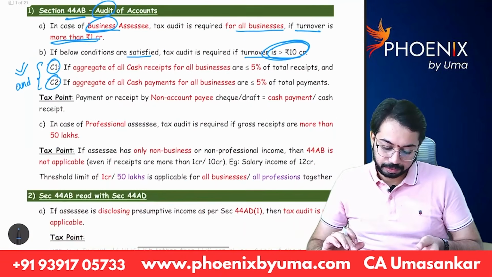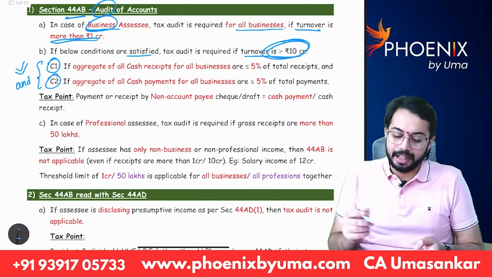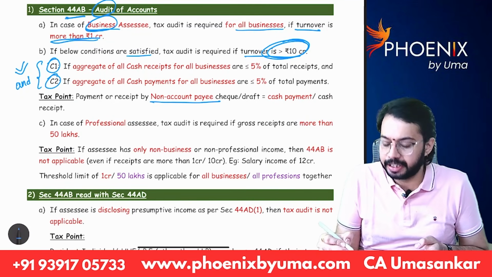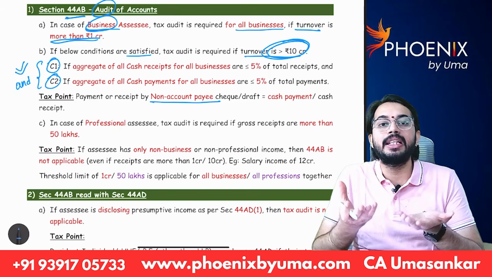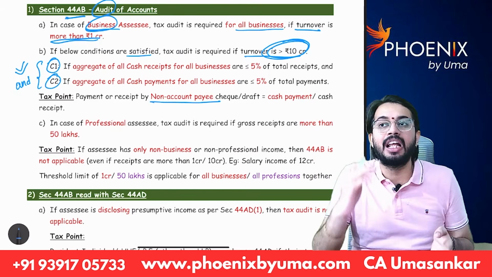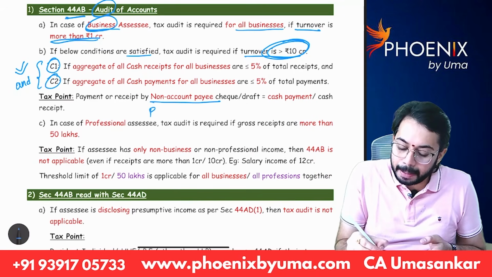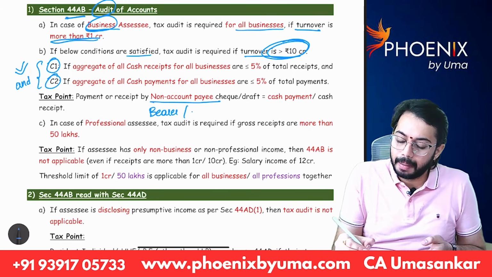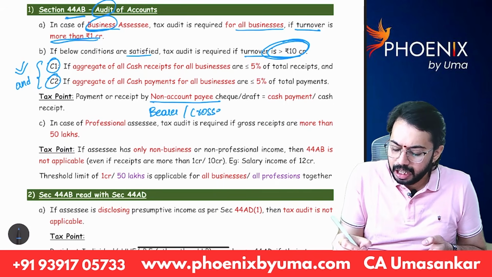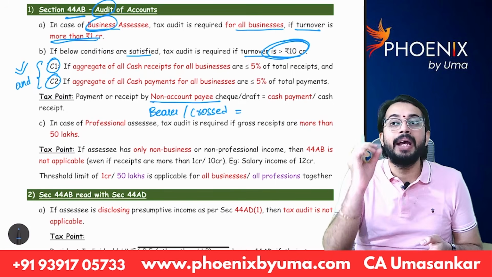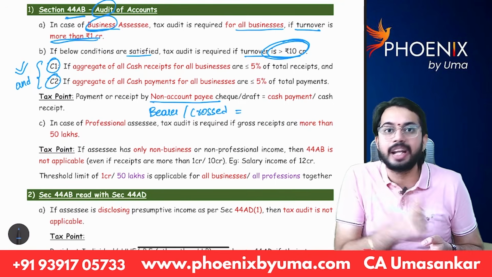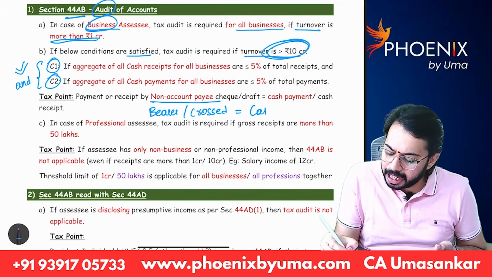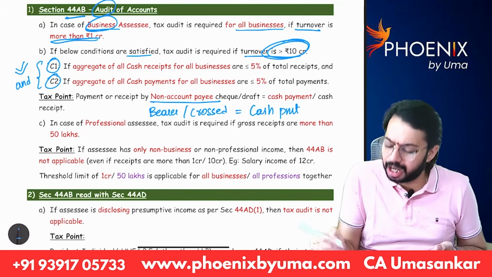Now, you can see payment or receipt by non-account payee cheque. If any payment is made by any cheque other than an account payee cheque, let's say payment is made by bearer cheque or by crossed cheque, they are not account payee cheques. They are other than account payee cheque. It will be treated as cash payment only. Are you able to understand?